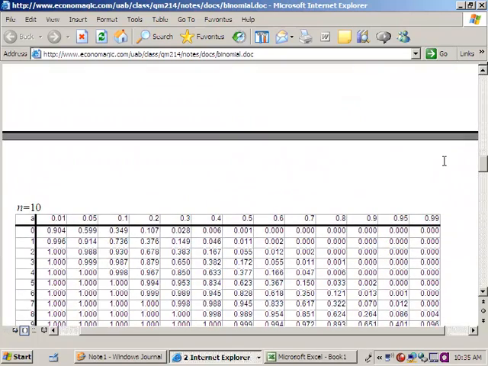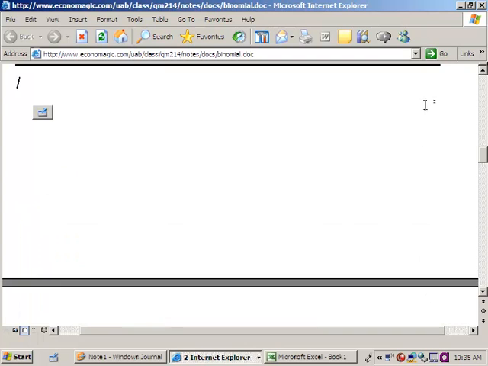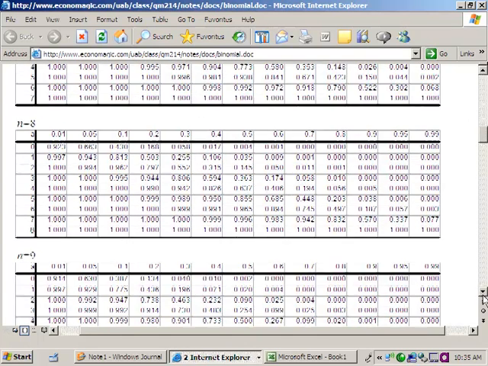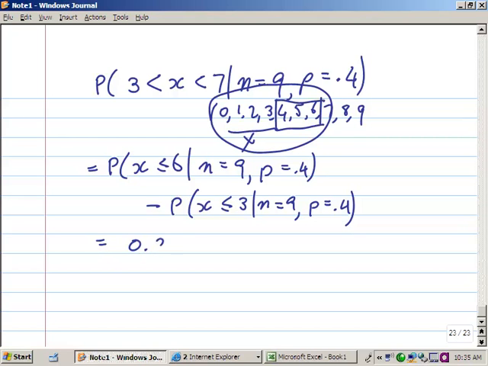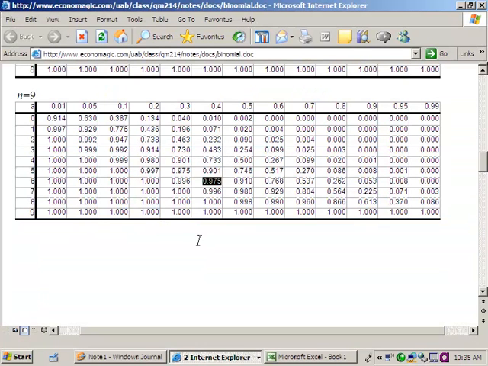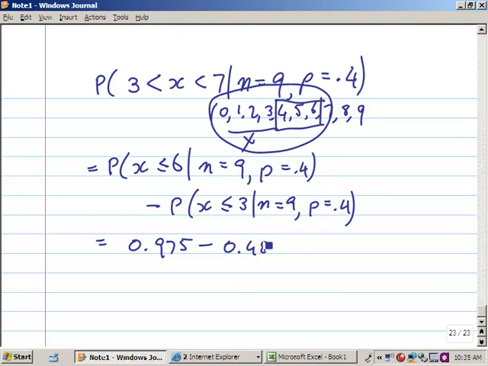Okay, n is 9. Sorry, I'm having trouble finding the table there. P of 0.4, we want first 0 through 6, too much. That's 0.975, and then we subtract out 0 through 3, which is 0.483. And the answer to that is 0.492. Hopefully at this point you've seen enough tricks that you can do those types of problems yourself.